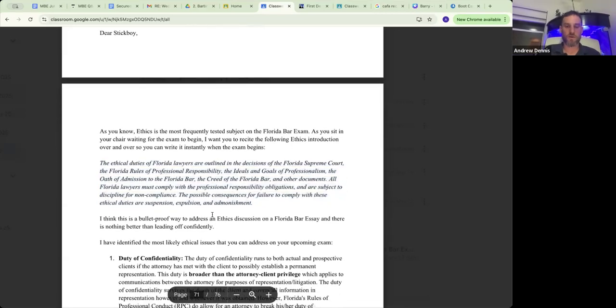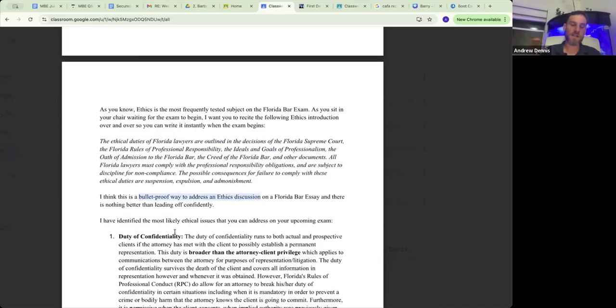So the ethical duties of Florida lawyers are outlined in the decisions of the Florida Supreme Court, the Florida Rules of Professional Responsibility, the ideals and goals of professionalism, the oath of admission to the Florida Bar, the creed of the Florida Bar, and other documents. All Florida lawyers must comply with the professional responsibility obligations and are subject to discipline for non-compliance. The possible consequences for failure to comply with these ethical duties are suspension, expulsion, and admonishment. That's a bulletproof way to start the ethics discussion.